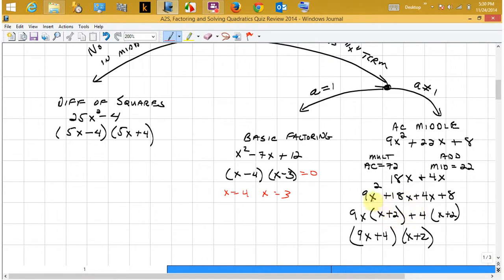So if you see I've got 9x squared plus 18x plus 4x plus 8, I divide it down the middle, and then I'll factor out the left side. Looking at 9x squared plus 18x, I can take a 9x out of that, giving me x plus 2. I'm going to have the exact same factor over on the right when I divide it down the middle. And so I know I have to have x plus 2, so the only way that'll work is if I factor out a 4. So my factors are 9x plus 4 and x plus 2. Okay, so let's go ahead and work some of these.